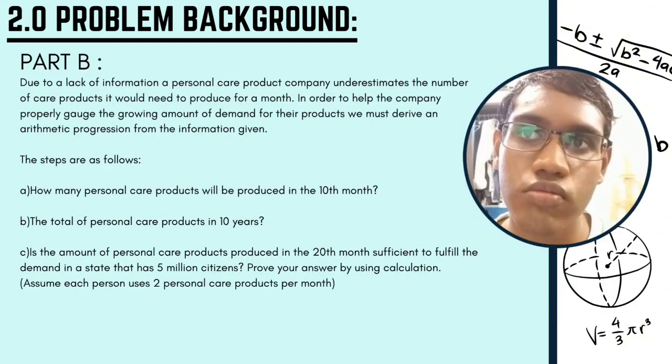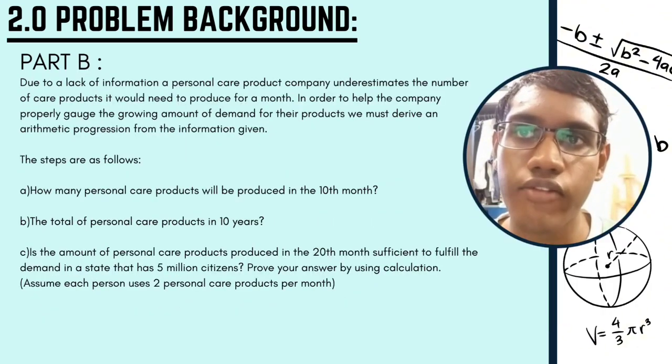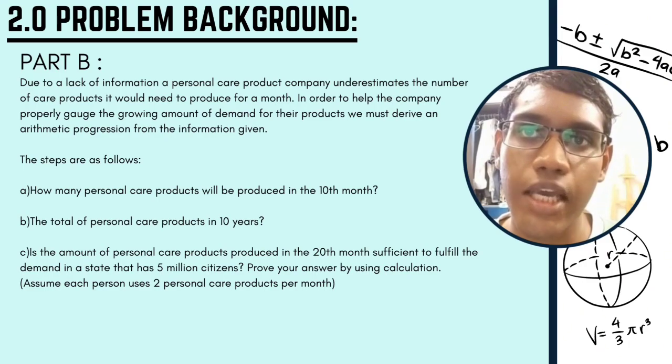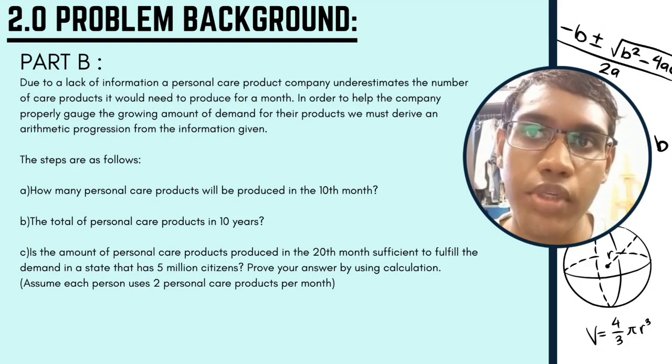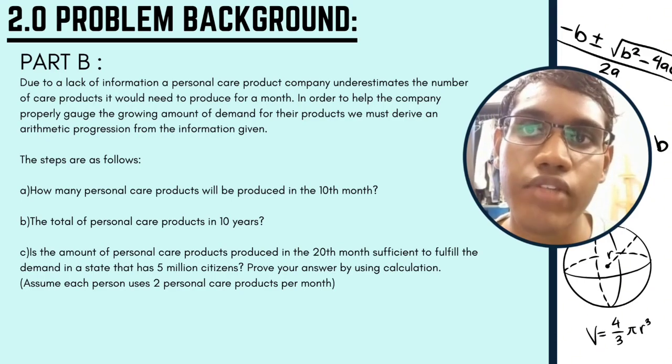Part B, Question 2. Due to a lack of information, a personal care product company underestimates the number of care products it would need to produce for a month. In order to help the company properly gauge the growing amount of demand for their products, we must derive an arithmetic progression from the information given. The steps are as follows.